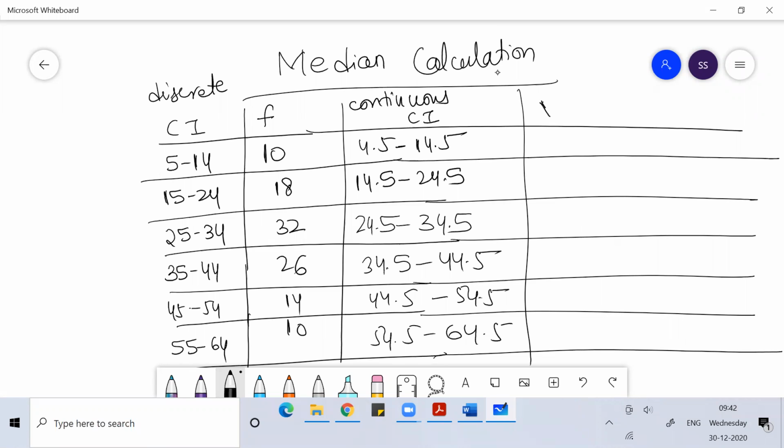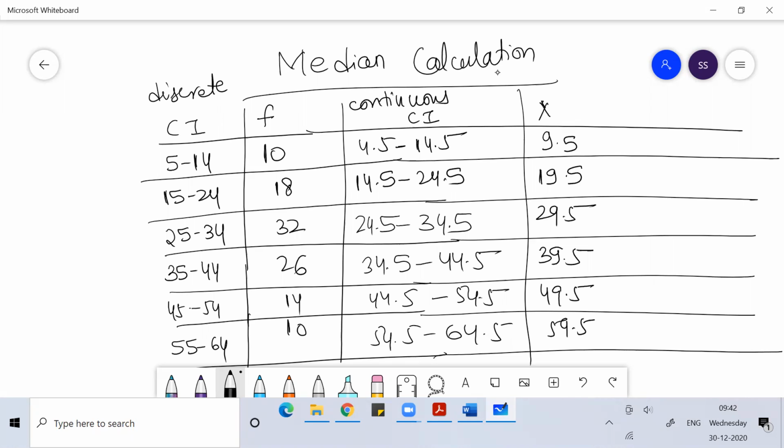Then you can find the x value for the mean calculation. What is the x value? 4.5 plus 14.5, that is 19, divided by 2, which would be 9.5. So the x value is 9.5. Okay. Then after that you'll get 19.5, then 29.5, then 39.5, then 49.5, then 59.5.